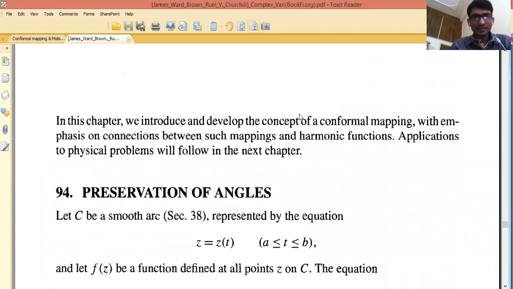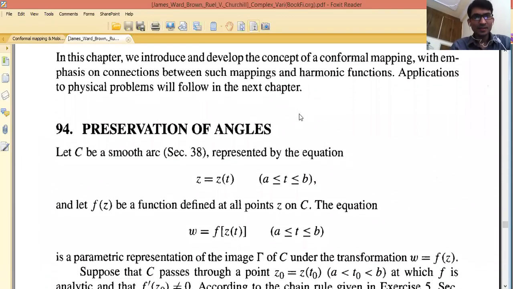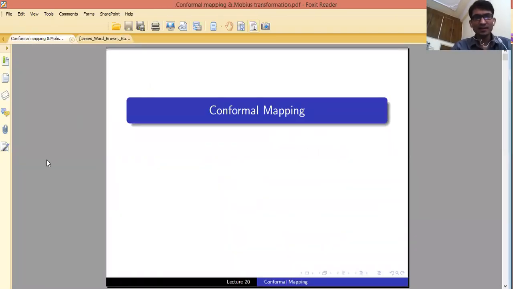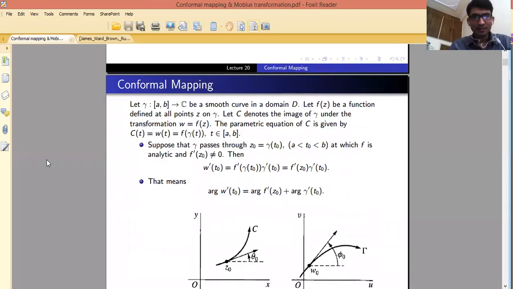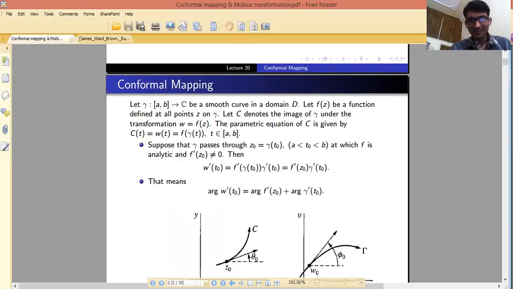You can see here the preservation of the angle, but it is too complicated. I will go in the simple way. The topic is the conformal mapping, and what is the conformal mapping? It's written in a very complicated way.